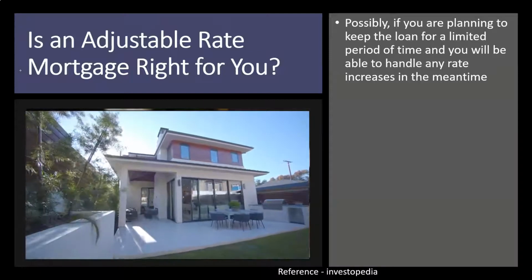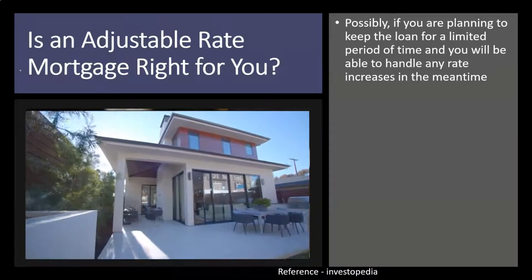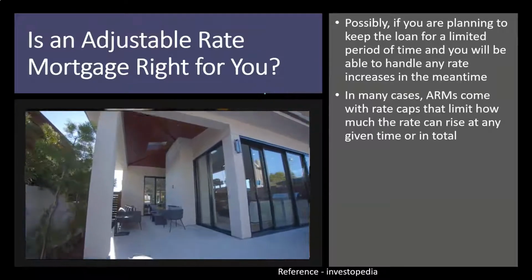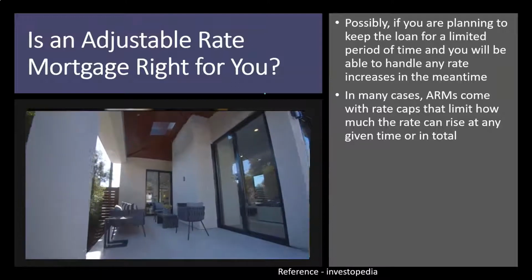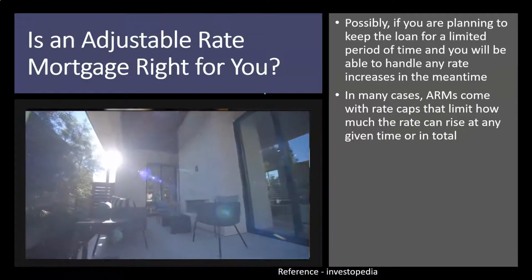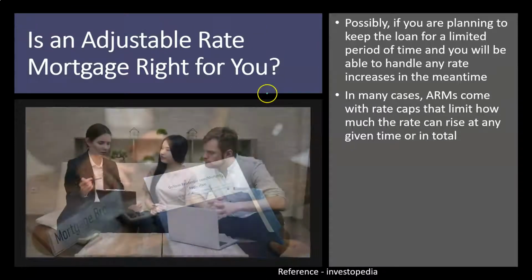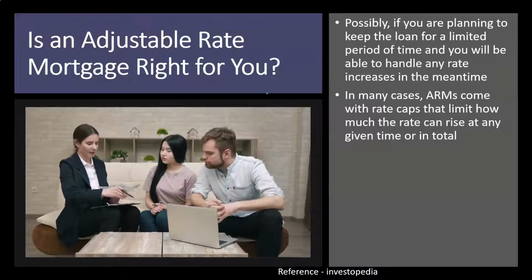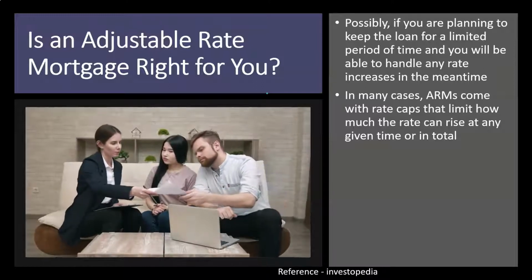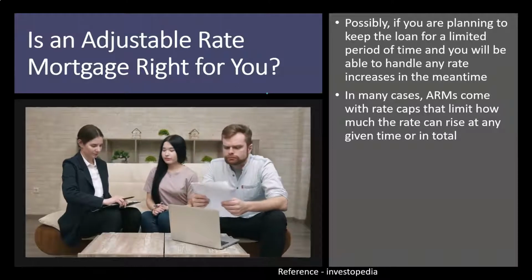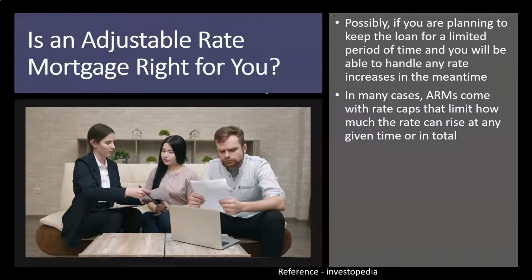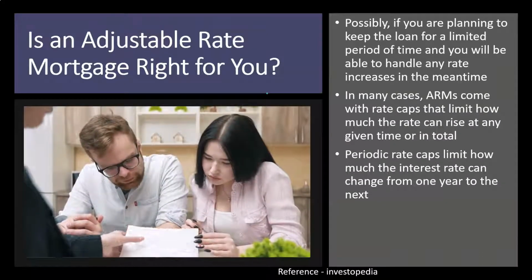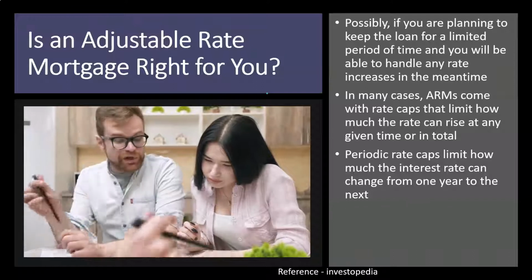But if both sides know what the trade-offs and benefits are, then they could be good tools in certain circumstances. Some of those circumstances might be if you're planning on holding the loan for a shorter period of time, and still taking into consideration worst case scenarios. What would happen? Would you still be okay if things went poorly? So in terms of the markets, meaning interest rates shoot up for whatever reason. In many cases, ARMs come with rate caps that limit how much the rate can rise at any given time or in total.